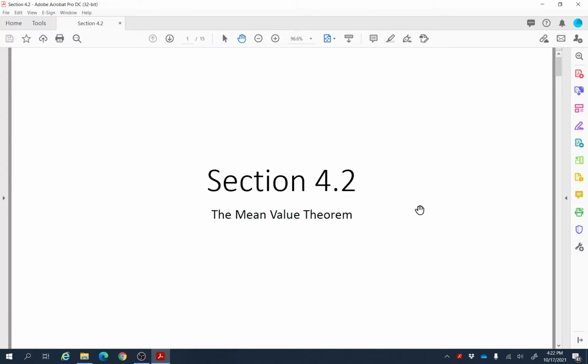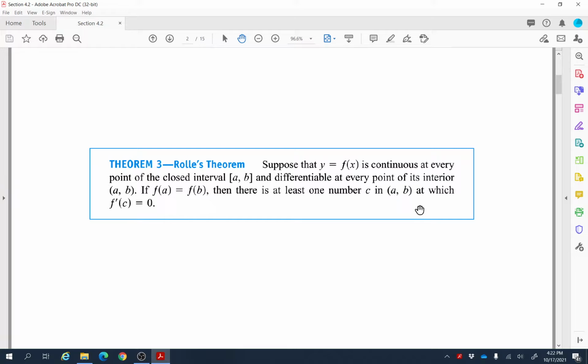Section 4.2, the mean value theorem. First of all, let's start with Rolle's theorem. Suppose that you have a function f of x which is continuous at every point of the closed interval [a, b], and that function is also differentiable at every point of its interior, from a to b.